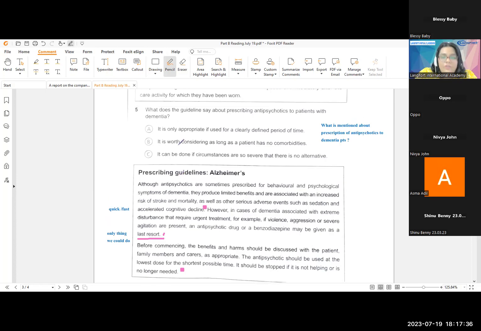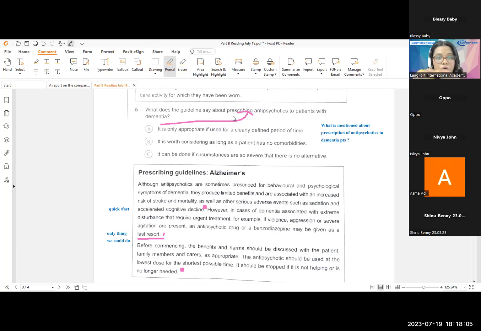Okay, we needed to find out what the guideline says about prescribing antipsychotics to patients with dementia. Smita, can you read the options one by one? "It is only appropriate if used for a clearly defined period of time." Have they said that it refers to antipsychotics, right? Prescribing antipsychotics is only appropriate if used for a clearly defined period of time.